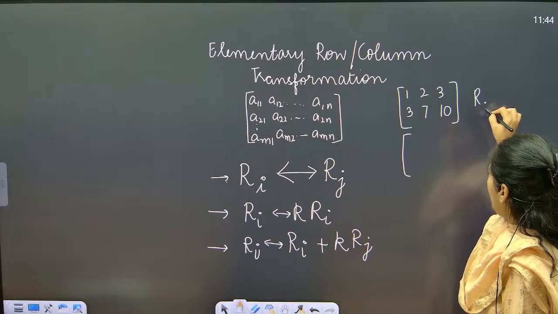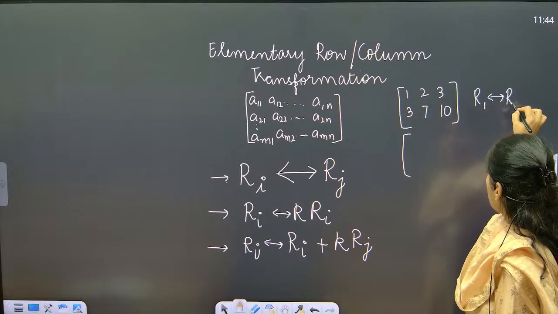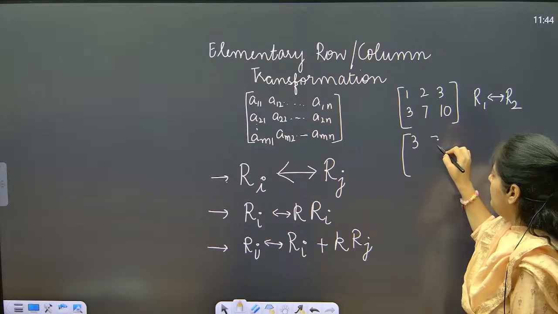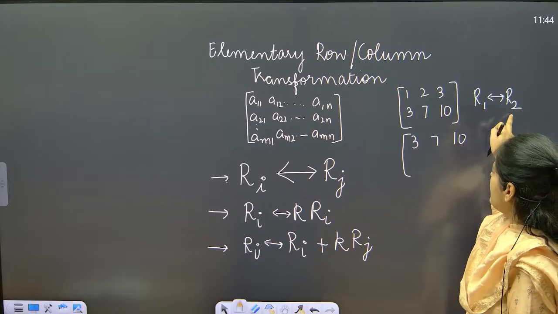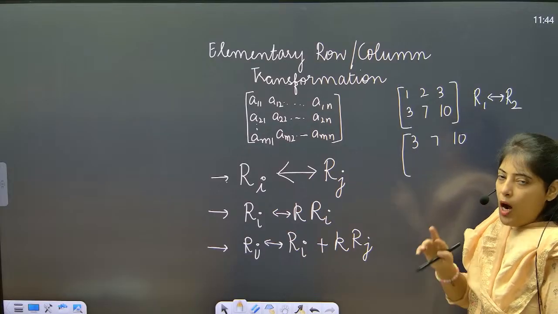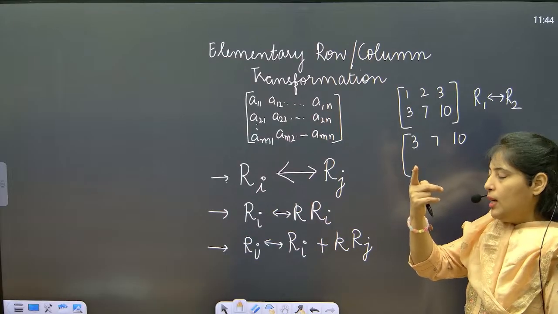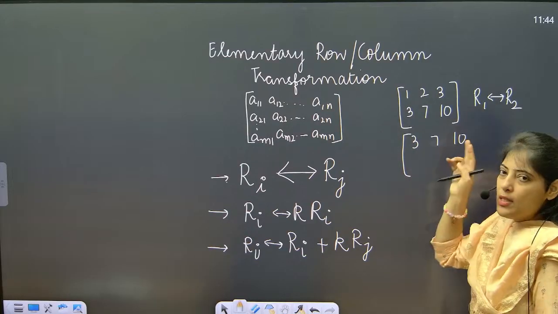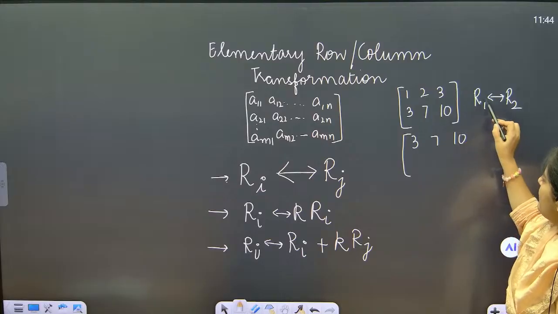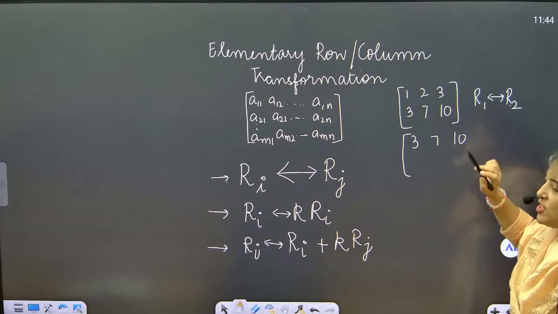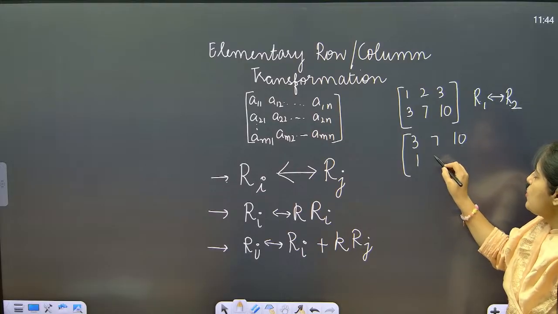Now R1 I am interchanging with R2. So R2 will come up because R1 is changing with R2. R2 will become R1, and R1 will become R2. This means R1 is changing to R2 and R2 is changing to R1. So 1, 2, 3.